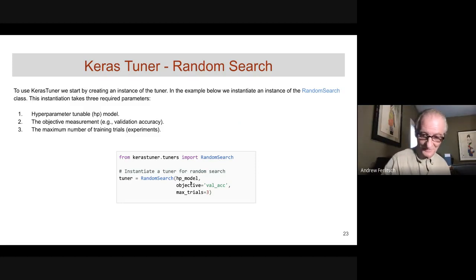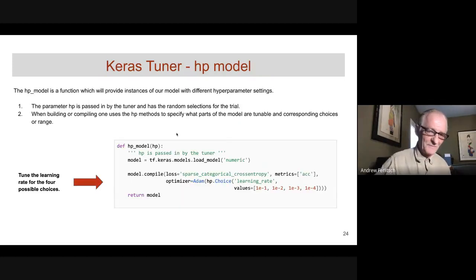Okay, so what's this, what we call the hyperparameter tunable model, typically denoted as HP_model? Well, it's a function that's going to create a model. And it's going to take a parameter, HP, that comes from the tuner. The tuner sends in this hyperparameter control.